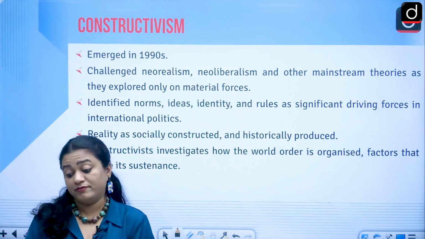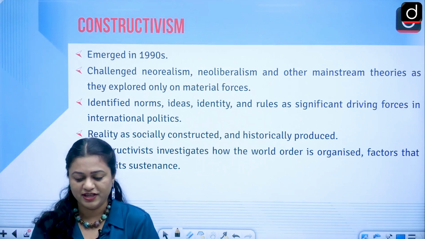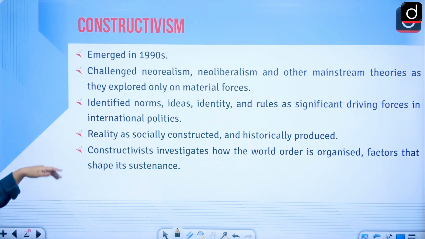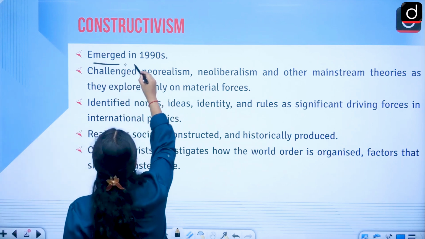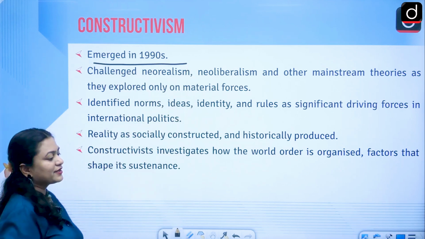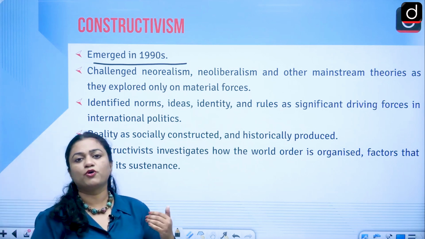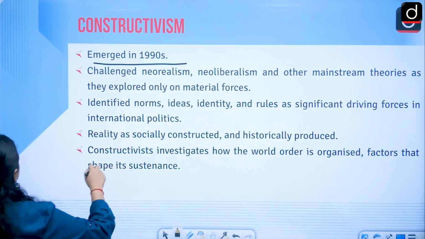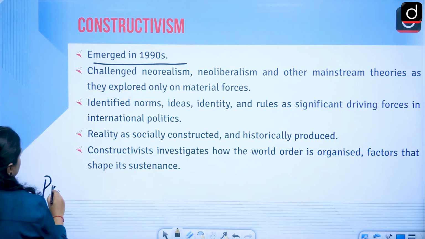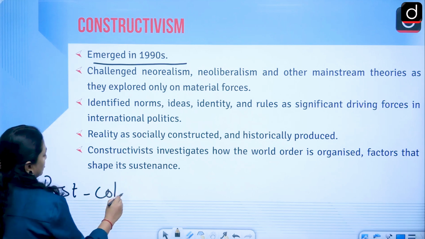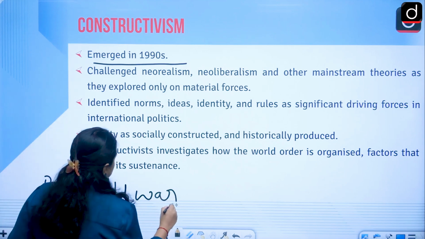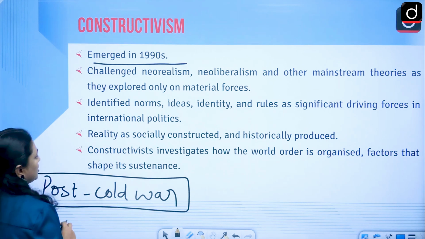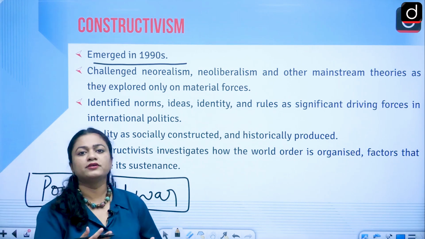One of my favorite theories. Constructivism emerged in the 1990s. It gained prominence in the post-Cold War scenario. Always remember the historical context. In the declining years of the Cold War, constructivism was slowly growing up.